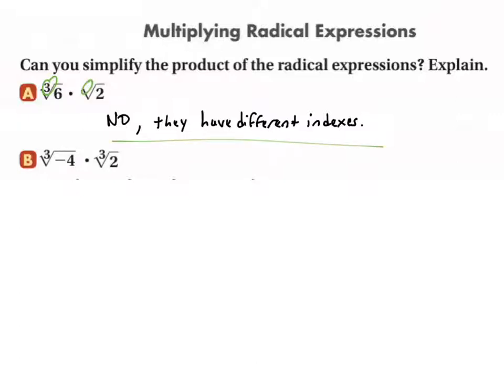But in the next one down, we've got the cube root of -4 and the cube root of 2. This time the indexes are the same, so we would have the cube root of -4 times 2, which gives us the cube root of -8. The cube root of -8 is just going to be -2.